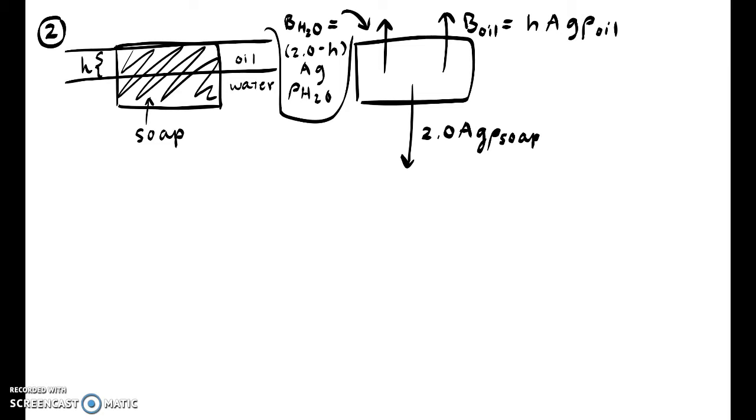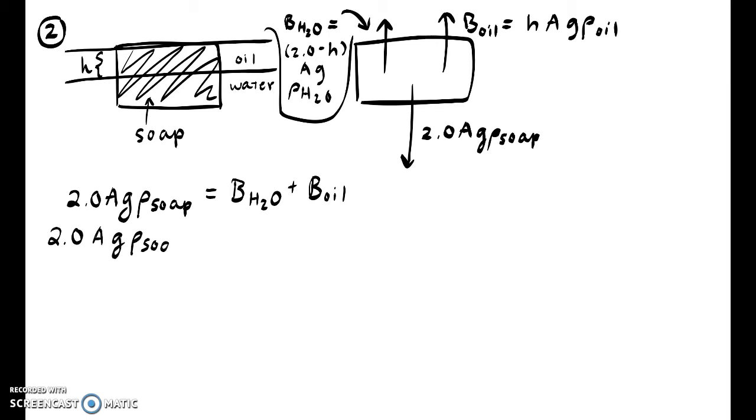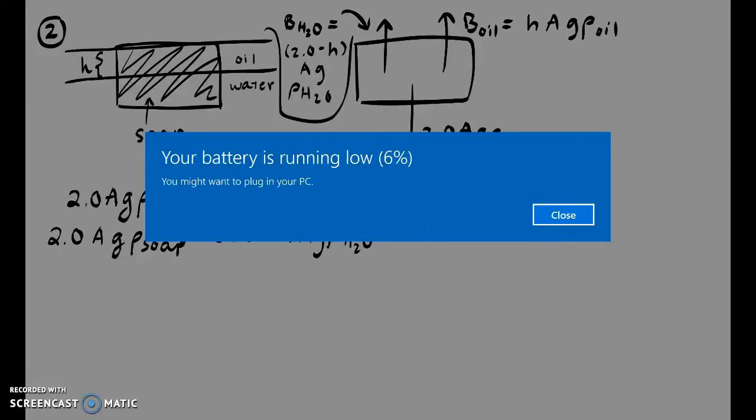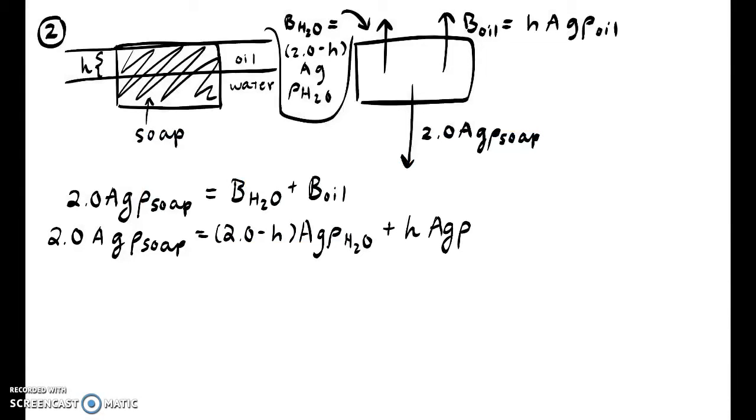So because our bar is floating, it is in equilibrium, which is to say the two upward buoyancy forces must be equivalent to the weight of the bar. So we have 2.0 times A times G times the density of the soap must be equivalent to the buoyancy force of the water plus the buoyancy force of the oil, which both are exerted upon the soap bar. So if we plug in the buoyancy forces, we find that the buoyancy force of water is just 2.0 minus H times A times G times the density of water plus H times AG times the density of the oil.